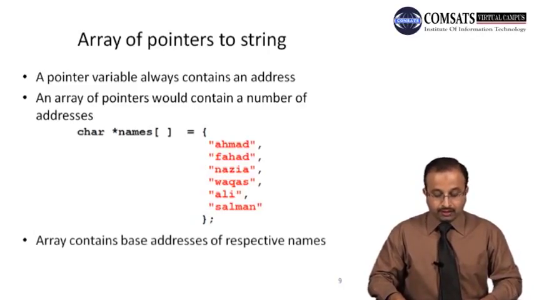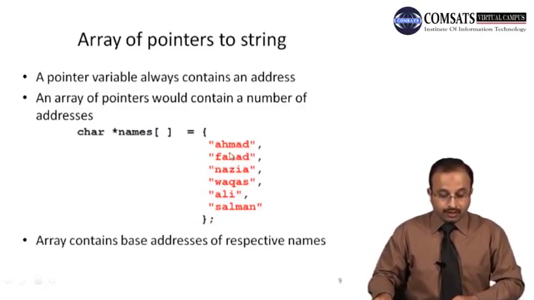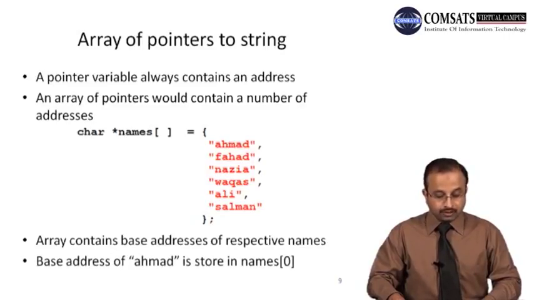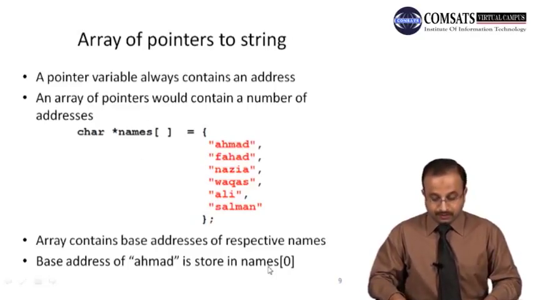The array contains the base addresses of the respective names. So this array names contains the base addresses of Ahmed, Fahad, Nazia, Waqas, Ali and Salman. These strings' base addresses are stored in this names array. So this is how you initialize when you declare an array of pointers. The base address of the string constant Ahmed is stored in name 0, the 0th index element of the names array, and the address of this string will be stored in this element, right?